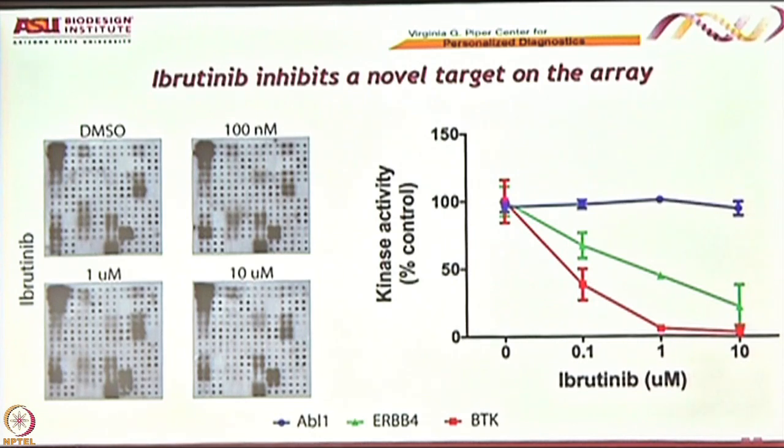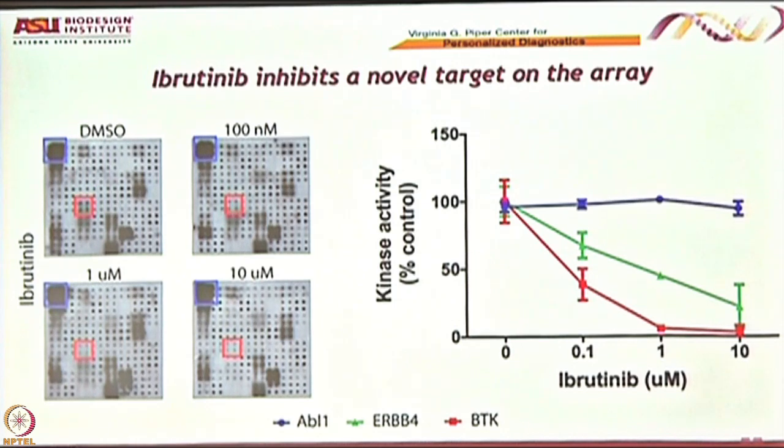So the first thing I'm going to point out to you is ABL1. ABL1 was the example in the last slide, and you saw that ABL1 was inhibited by imatinib, but ABL1 is not inhibited by ibrutinib. You can see that the signal is the same in all four spots. Okay, so then we asked, is it working for BTK, which is the one it's supposed to work for? And that's in red, and sure enough, there's BTK. It's going down even more, it's going down even more. So in this case, even though it's not affecting this kinase, it is affecting that kinase.